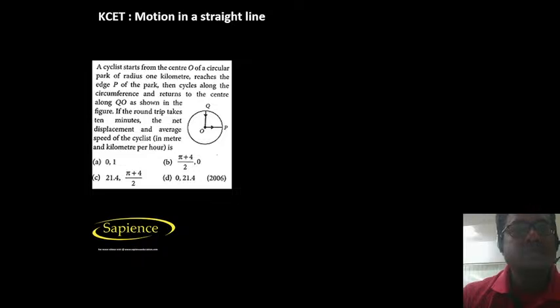Reaches the edge of the park, then cycles and returns to the center. If the round trip takes 10 minutes, the net displacement and the average speed of the cyclist in meters per hour and kilometers per hour are, respectively. Okay, 10 minutes it took.